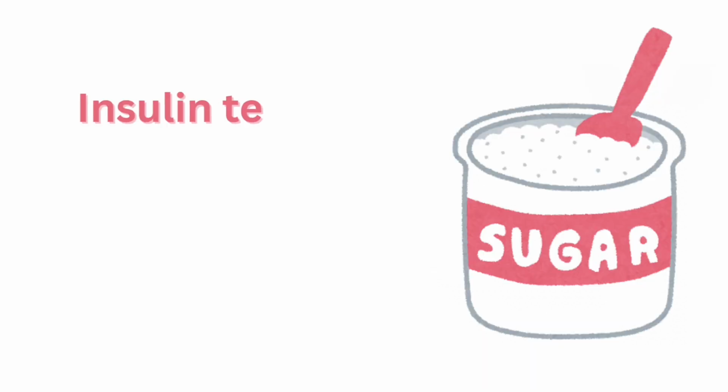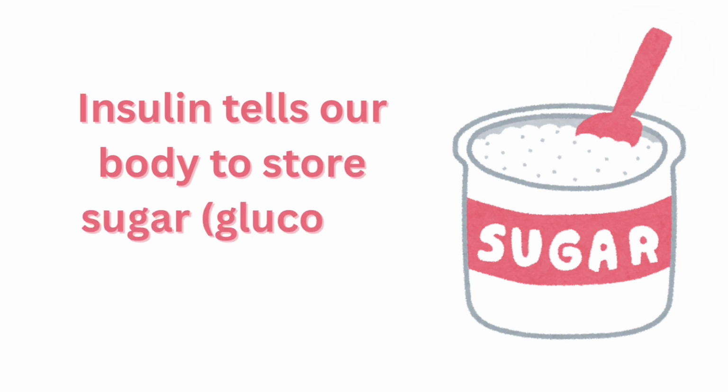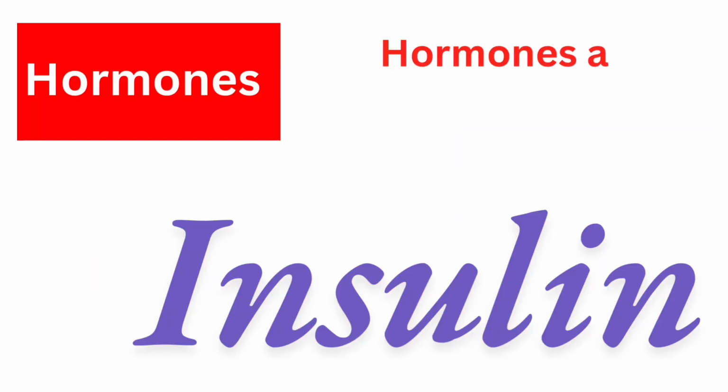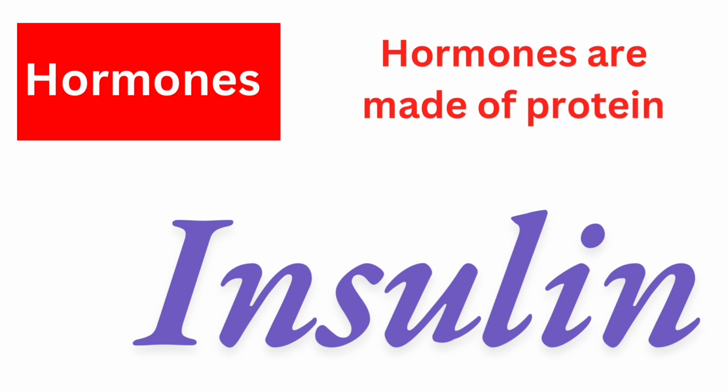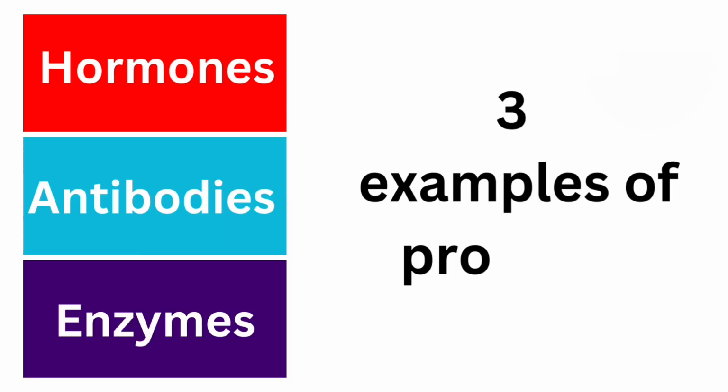Now our final protein is linked to insulin. Insulin is a hormone that's made by your body when you eat food with lots of sugar in it. And insulin tells your body to store the sugar that's in your blood so that you can use it later. So as I said, insulin is a hormone, and hormones are also made of protein. So we now know 3 examples of proteins that your body makes. Your body makes hormones, it makes antibodies, and it makes enzymes, and all of those 3 things are made of protein.